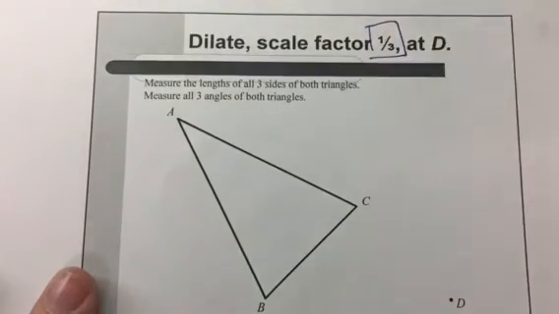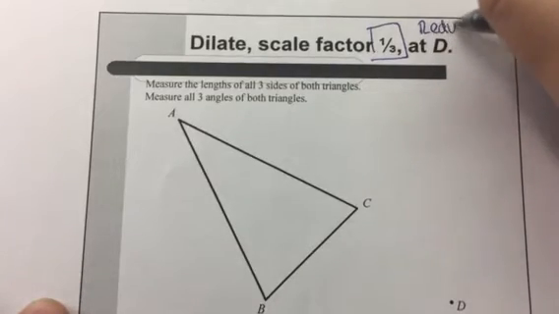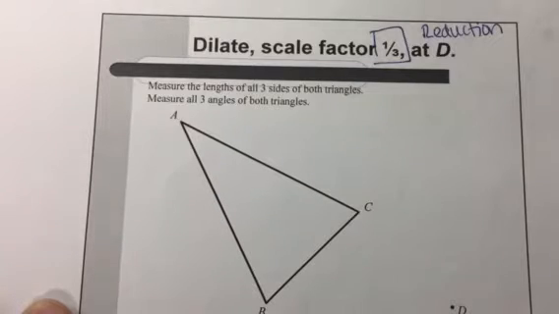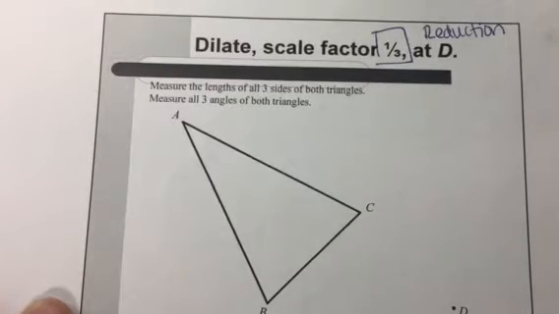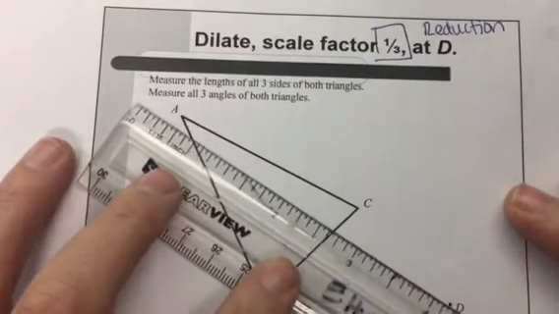Since our scale factor is 1/3, I know that I'm going to make a reduction. So as opposed to an enlargement, my new triangle will be smaller. All right, we're going to do the same steps to find each point, and we're going to find A prime, B prime, and C prime separately. We don't really have any other way.